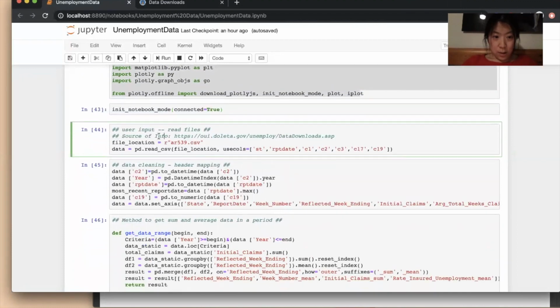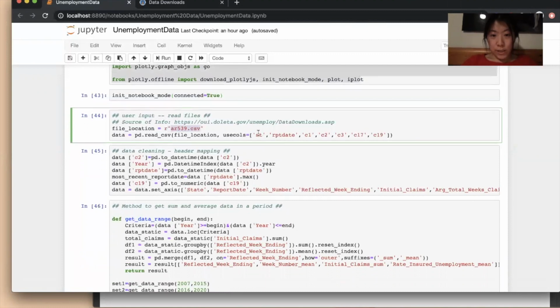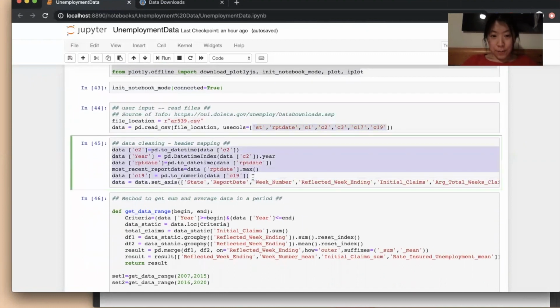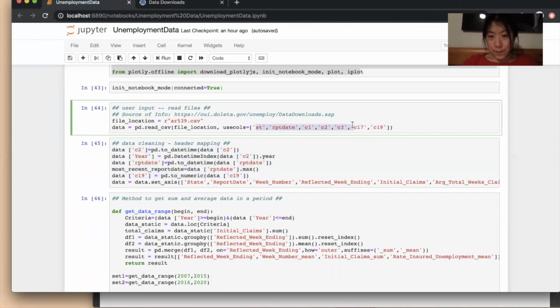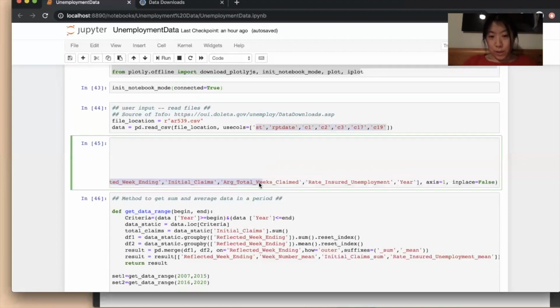And next, we import the data downloaded, the CSV file downloaded from the government website, and we select the columns that we're going to use. And here, for each column, I convert the raw data into the desired data types. And as you can see, these columns are named as C1, C2. So using the government data mapping file, we can find what the fields are.